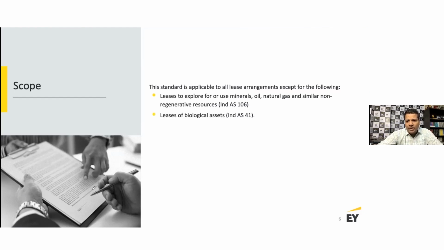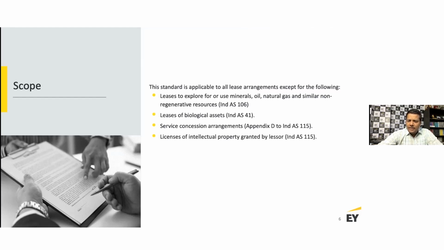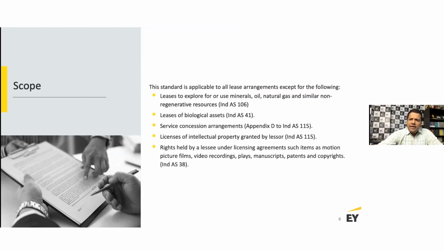Or if you have to deal with biological assets, you go to Ind AS 41. Or if you are in a service concession arrangement, then you look at Appendix D of Ind AS 115. If there are licenses of intellectual property, then you again look at them under Ind AS 115. If there are matters which are covered under Ind AS 38, which is a standard itself on intangible assets, then you deal with this under the Ind AS 38 model.